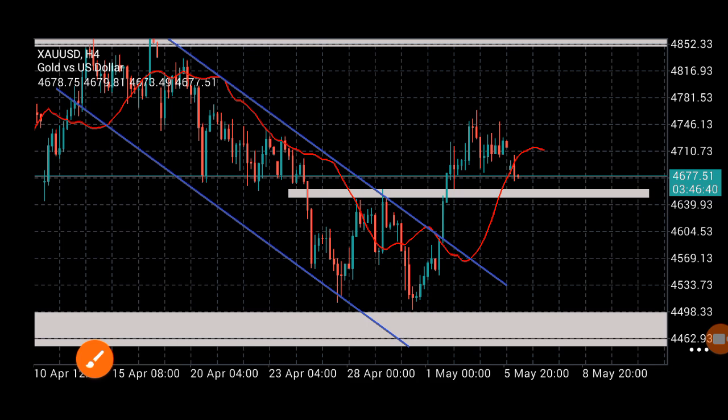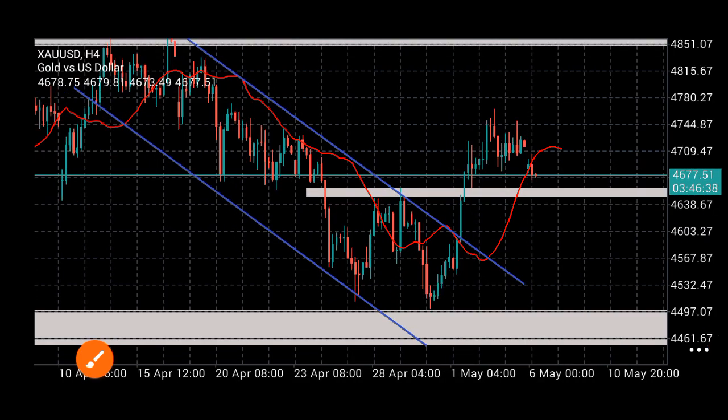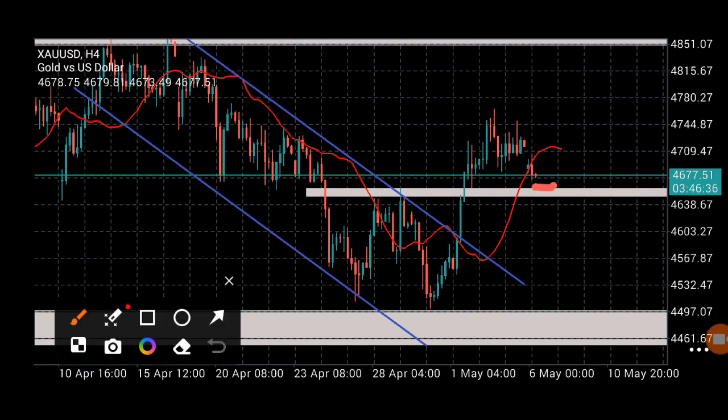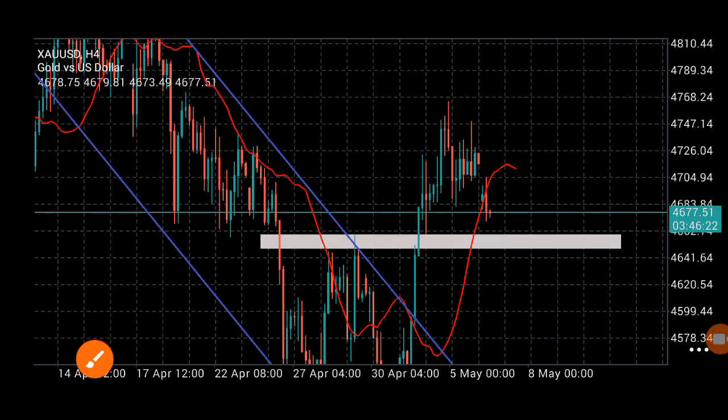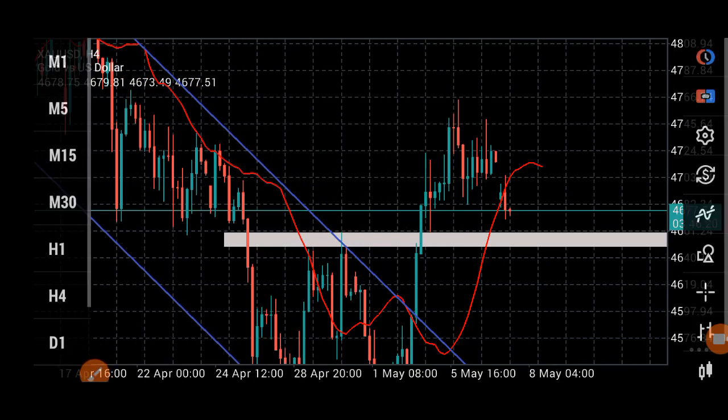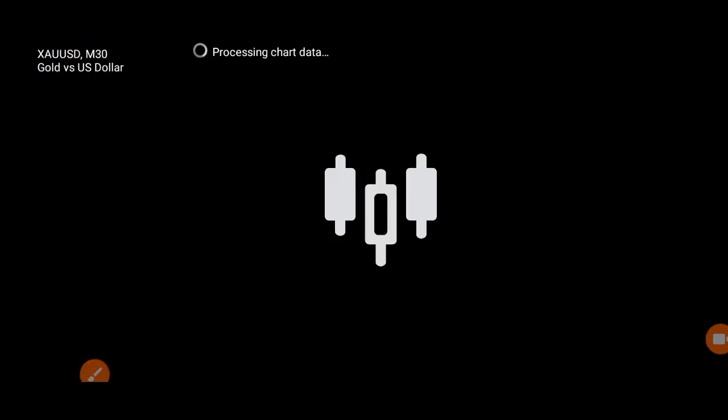But when it comes back here, when it taps into this previous support that turned to a resistance, now this previous resistance that turned to a support, if it bounces here and gives us some structure to the upside, we're going to take a buy to the upside. So this is what I'm seeing from gold XAUUSD. This is actually what I'm seeing. It's pretty much very simple.